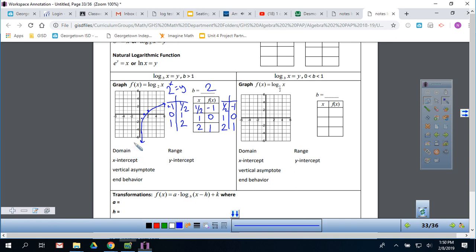Alright, so what's my domain on this? Where is it approaching but never going to quite hit? 0. Okay, so my vertical asymptote is at x equals 0. I'm getting close to it, but we're never going to quite get there. So what's our domain? Horizontally, what's the lowest point we're going to go? 0. And then we're heading right, so we're going to go positive infinity. Range. Where's our range going? Everywhere.